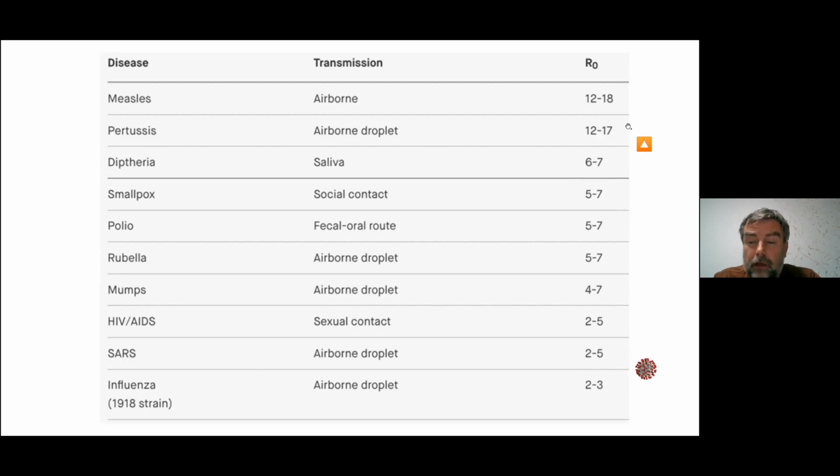On the other hand, Delta right now is maybe somewhere around 8, but that's a basic reproduction number. Only if the whole population were susceptible would it be really fast, but that's not the case at all. So that somehow gives you some idea where we are.